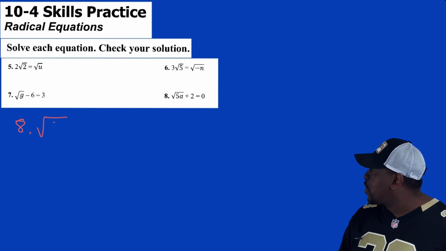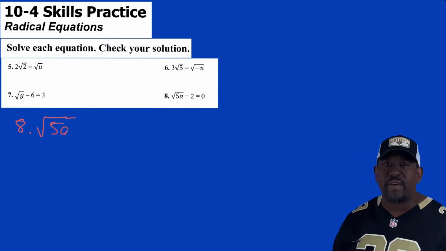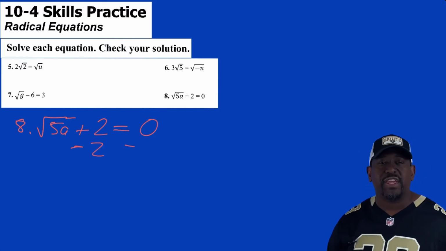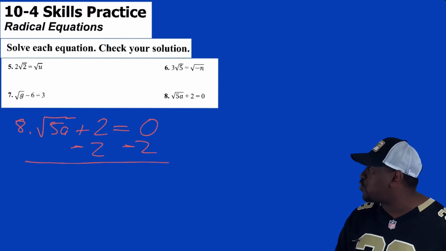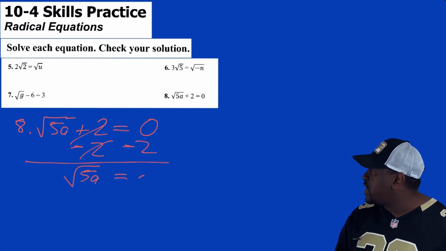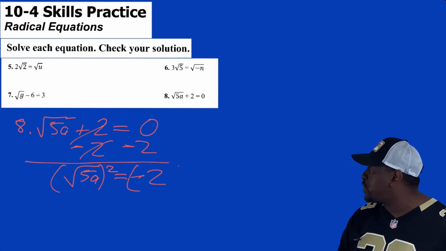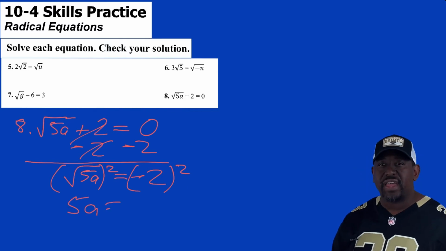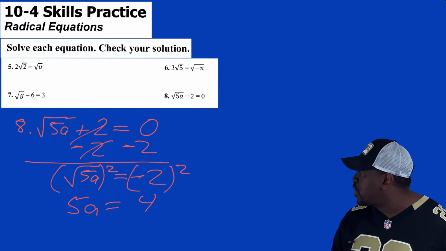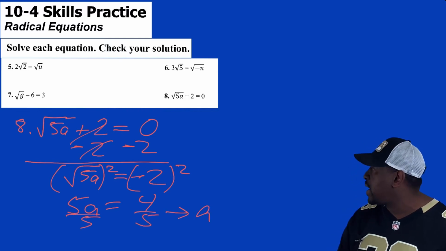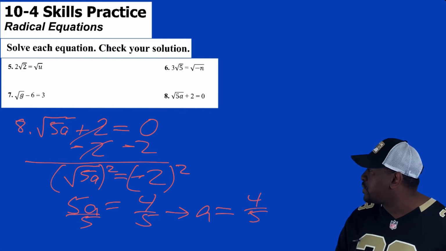So now we're going to do number 8, the square root of 5a plus 2 equals 0. Again, we have to get rid of the 2. Since it's positive, we subtract 2 from both sides to get the square root of 5a by itself. That will equal negative 2 on the right. To get rid of the radical, we square both sides. By doing that, we get 5a on the left, which will equal negative 2 squared, which is 4. We divide both sides by 5 to solve for a, and a is equal to 4/5.